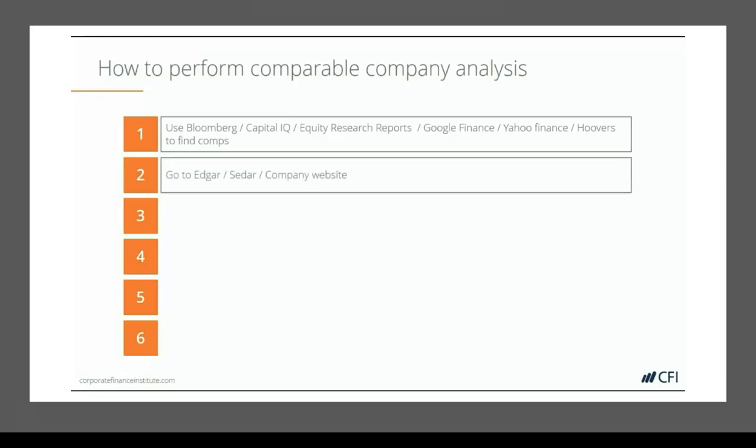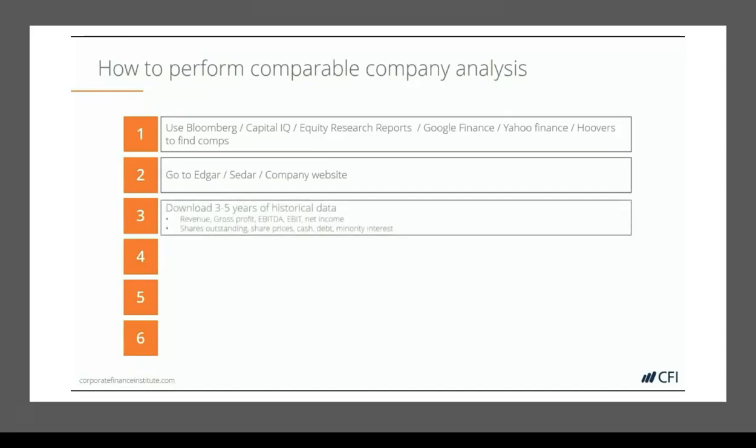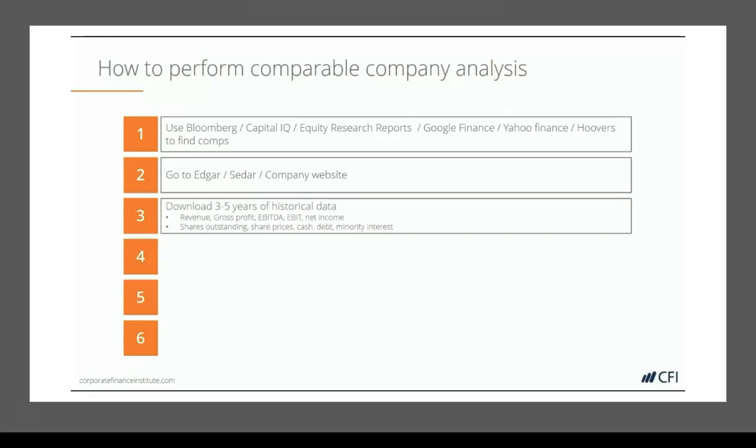Once you have your list, you can go to Edgar or the company's website and download the financial information that you need. Then you're going to download 3 to 5 years of historical data. This means you need the company's annual reports and quarterly reports. You'll be using the income statement, balance sheet, cash flow statement, and the notes to the financial statements. You'll extract from those financials the revenue, gross profit, EBITDA, EBIT, net income, etc., and other important information like the number of shares outstanding, historical share prices, and other key information.